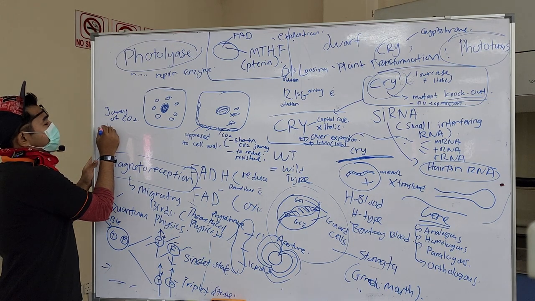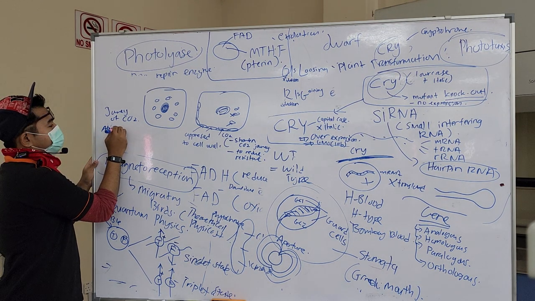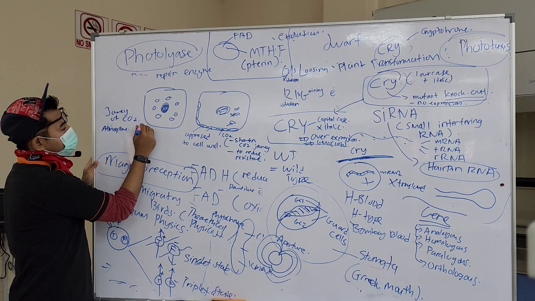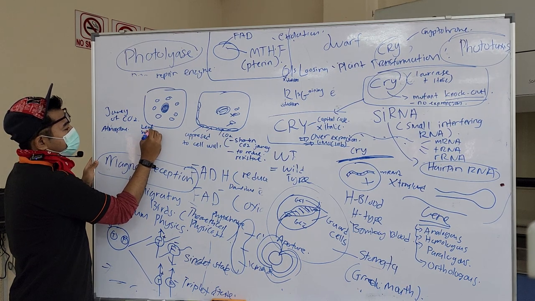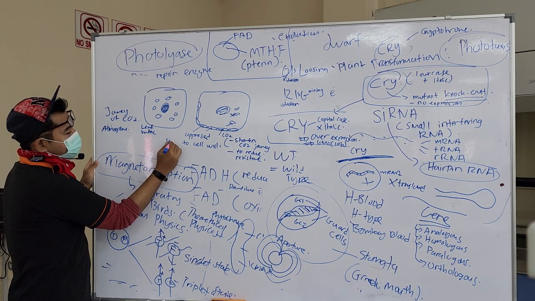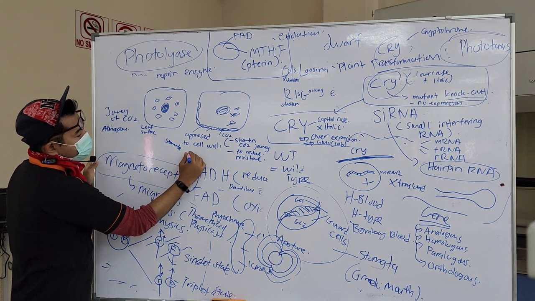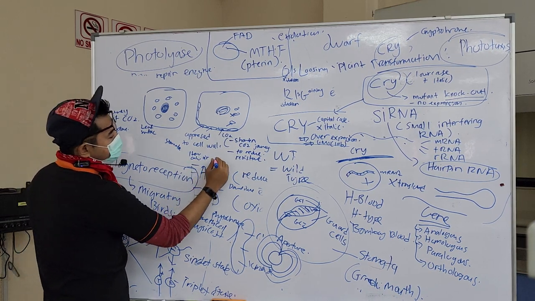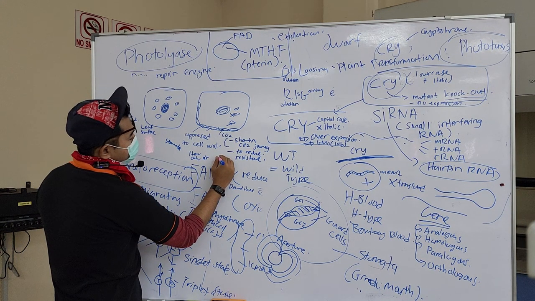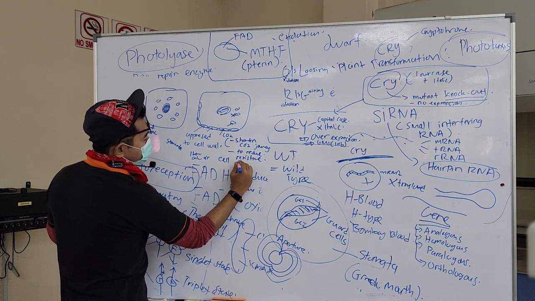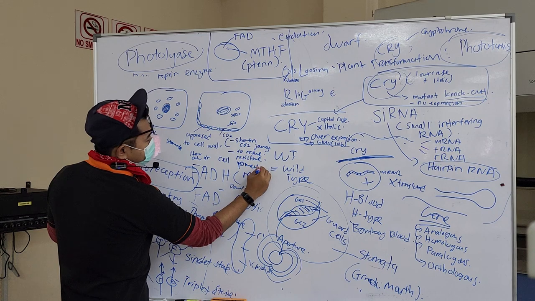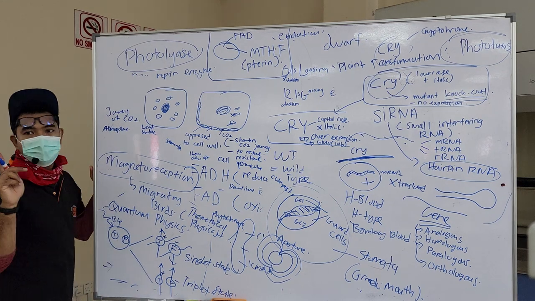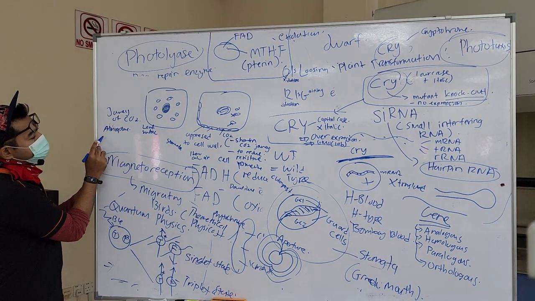So CO2 is from the atmosphere. Then it will meet with the leaf surface. Then it will meet with the stomata. Then it will meet with the intercellular airspace in the leaf. Then it will meet with the cell wall. Then it will meet with the plasma membrane. Then it will meet with the chloroplast before it can do the Calvin cycle. You see the journey here?